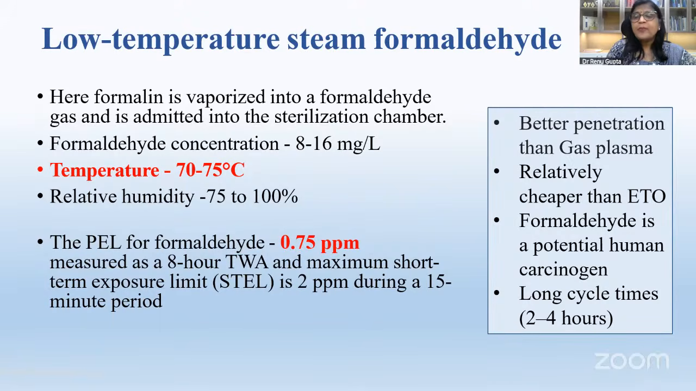It has better penetration than gas plasma. It is cheaper than ETO, but again, there is a problem of this toxicity and carcinogenicity. Temperature is okay, it is cold, 70 to 75 degrees centigrade, and the cycle is also relatively longer than gas plasma. It is less than ETO, but it is still longer. But nowadays, people are not using formaldehyde because of the carcinogenic potential it has.